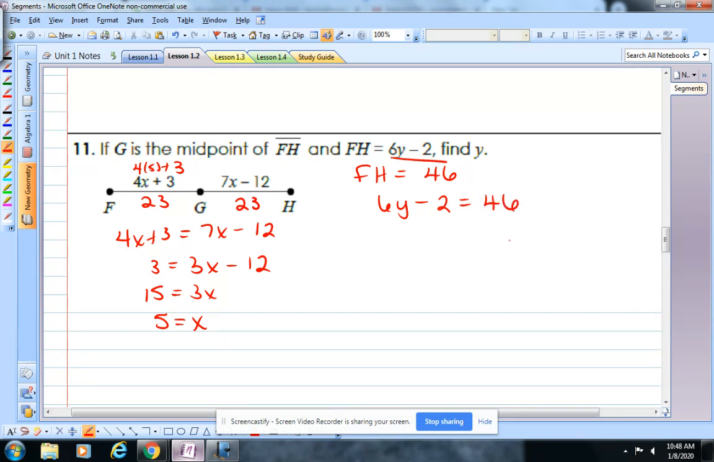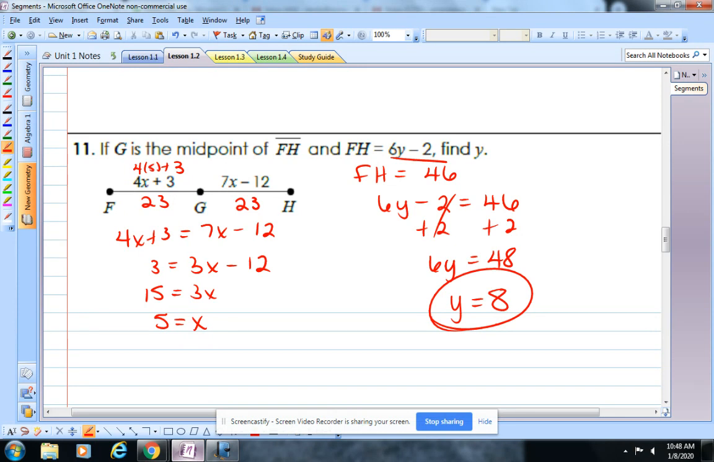Y'all see how I'm doing that? Okay. So add 2. 6y equals 48. Divide by 6 and y equals 8 units. Okay? So go with what you know and then form your little game plan from there. All right. So all those had to do basically with the segment addition postulate.